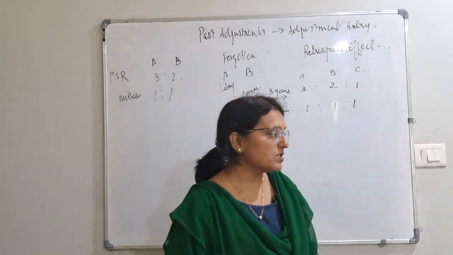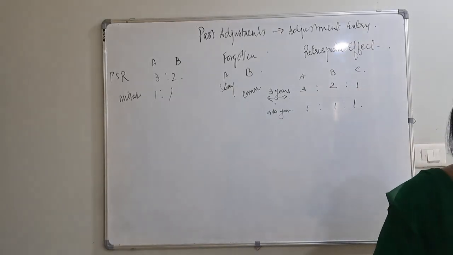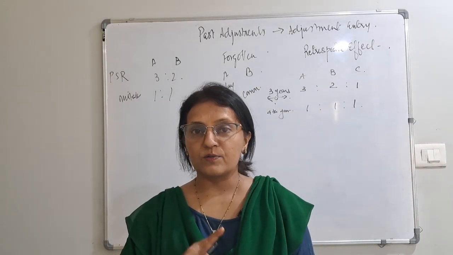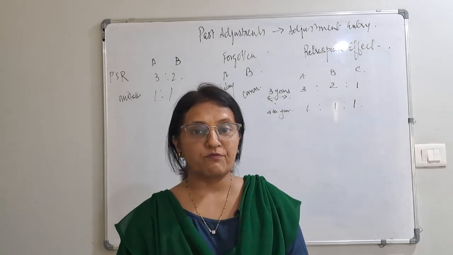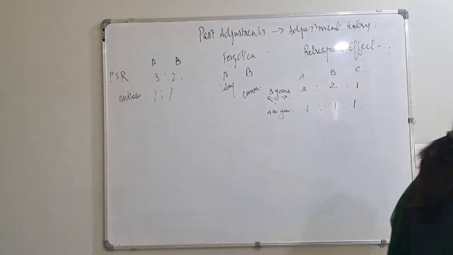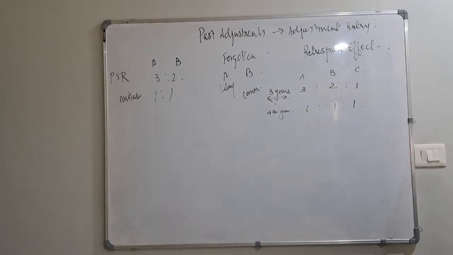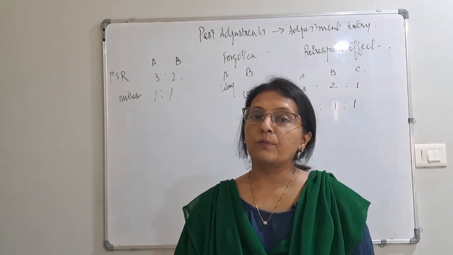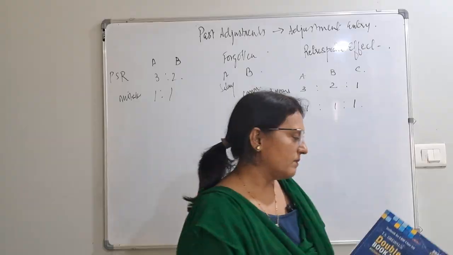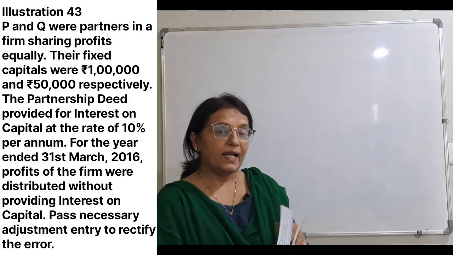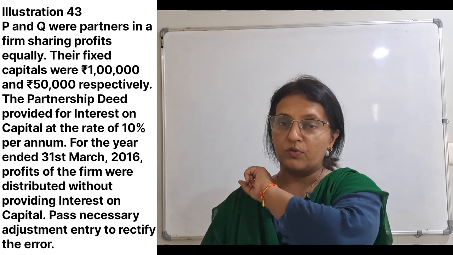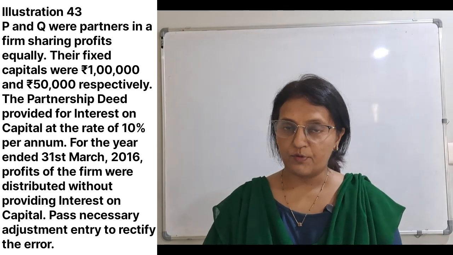The first illustration that we'll be doing is illustration number 43. I am using edition 2025. So as per 2025, it is illustration 43 on page 1.58. I'll read out the question. Those who don't have the book, it doesn't matter. I'm going to write the details of the problem on the board.